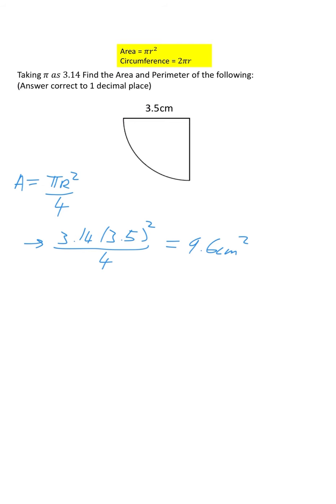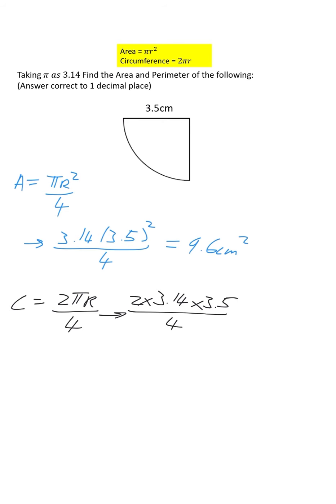Now for the perimeter, I'm going to use the circumference formula, so that is 2 times pi times radius. Again, it's a quarter of a circle, so let's divide this by 4. So we'll have 2 times 3.14 times 3.5, all divided by 4. And that will be equal to 5.495.